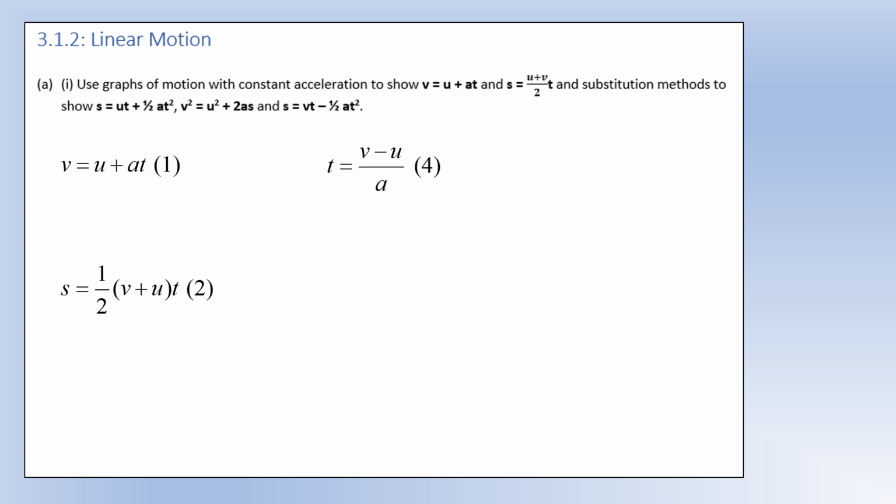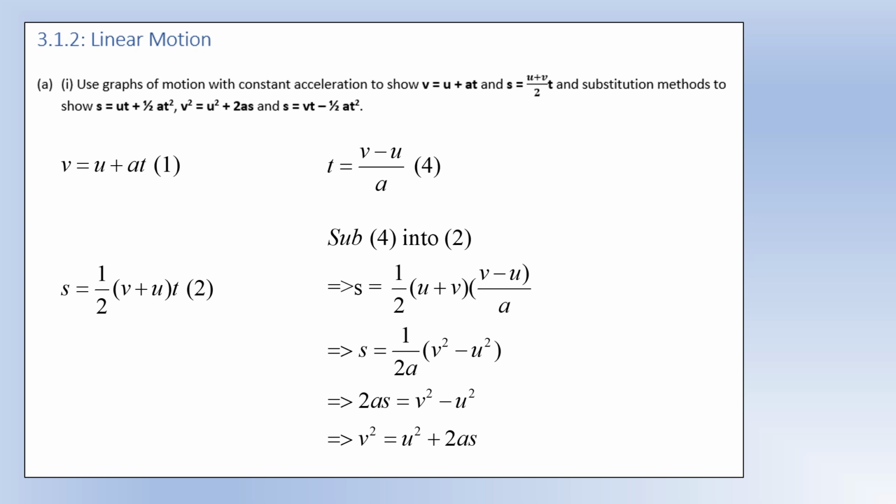And then finally, we're going to make a substitution for t this time. So make t the subject, substitute that into the other equation, and we end up with v squared equals u squared plus 2as.